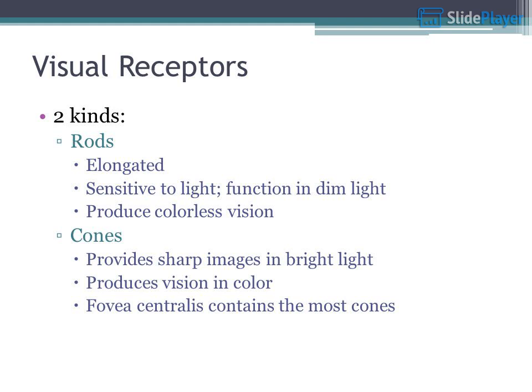Note about cones: to see something in detail, the person moves the eye so the image falls on the fovea centralis, which contains the highest percentage of cones. The proportion of cones decreases with distance from the fovea centralis.